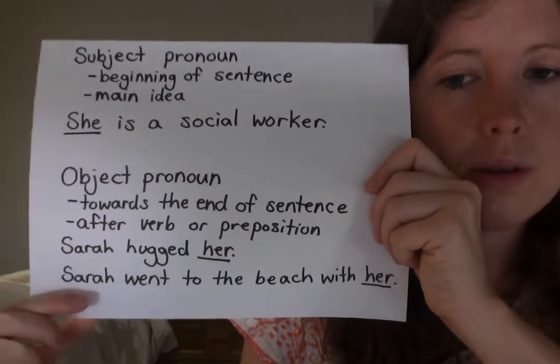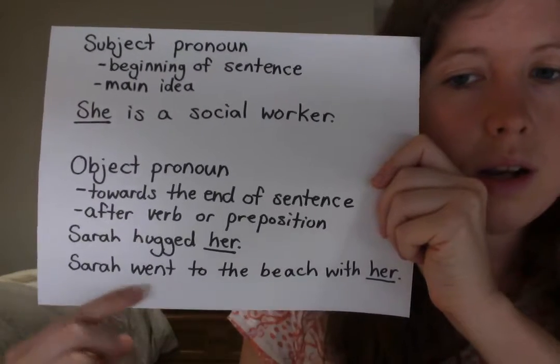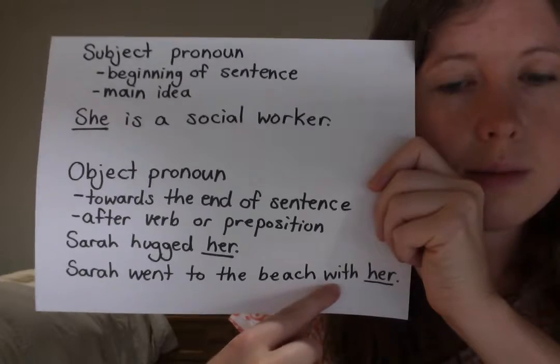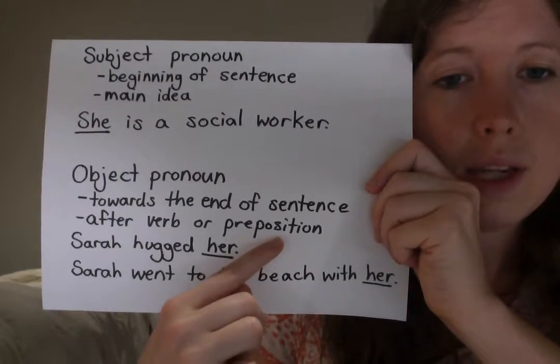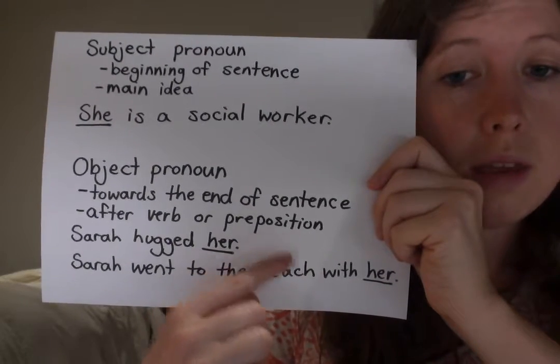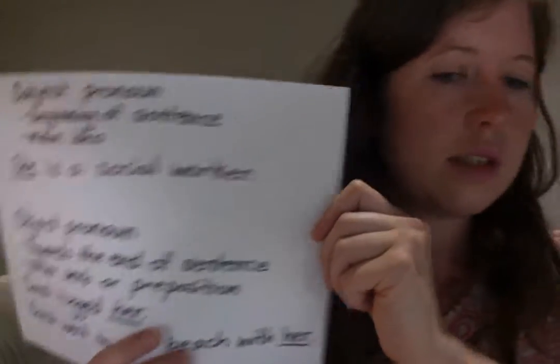In our second example, Sarah went to the beach with Mary. We'll take out Mary and put her. Sarah went to the beach with her. Her comes after this preposition. So prepositions are words that show a relationship or a position, like in, or near, with, and that is why we use an object pronoun here. It's also towards the end of the sentence.